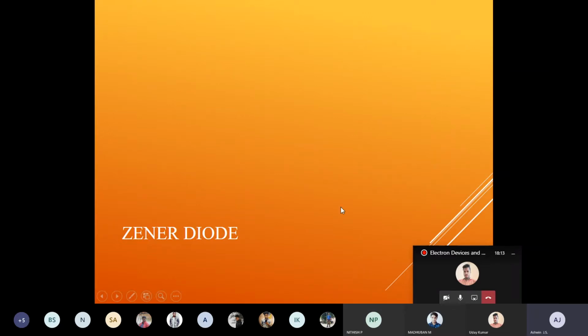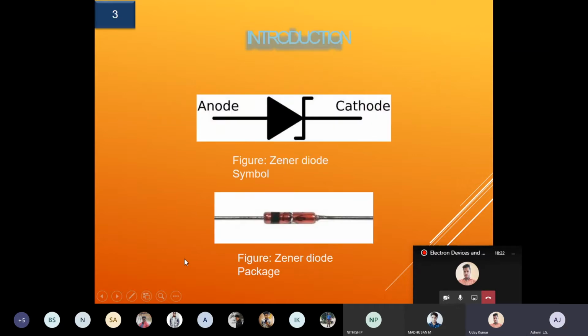So now the Zener is visible, the Zener diode presentation. Yes, sir. The Zener diode name is there, sir, but any circuit diagram is not there, sir. Okay. So now, what you are seeing? Introduction, anode, cathode.